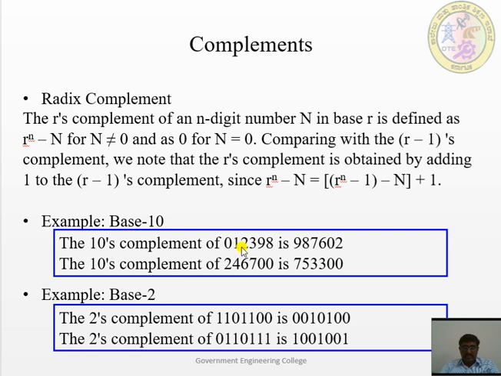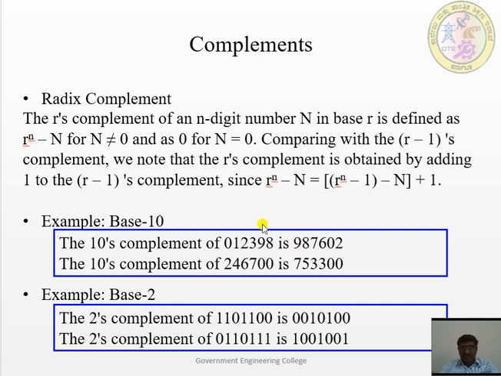For example, the value given is 012398. Only the first LSB digit, that is 8, is subtracted from 10. 10 minus 8 is 2. The remaining digits, 0 1 2 3 and 9, are subtracted from 9. 9 minus 9 is 0, 9 minus 3 is 6, 9 minus 2 is 7, 9 minus 1 is 8, 9 minus 0 is 9.